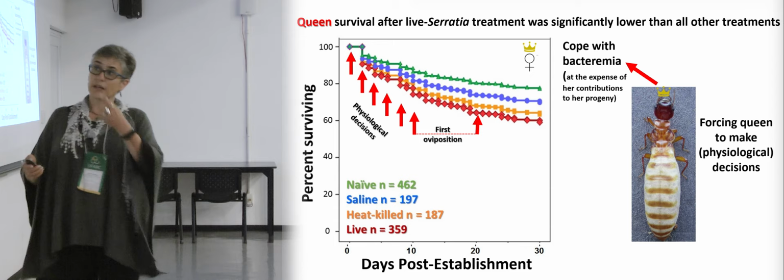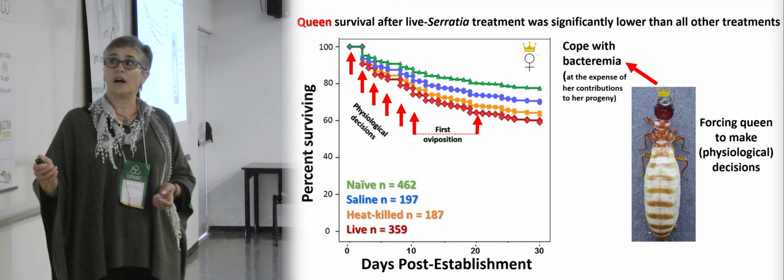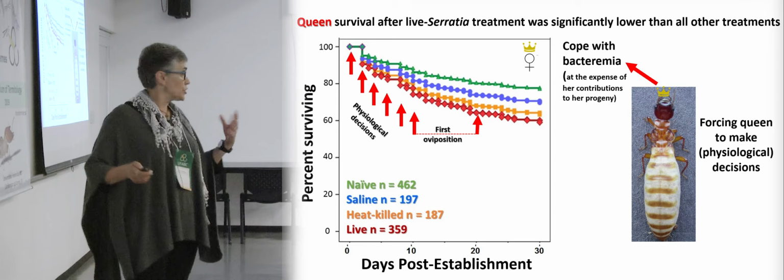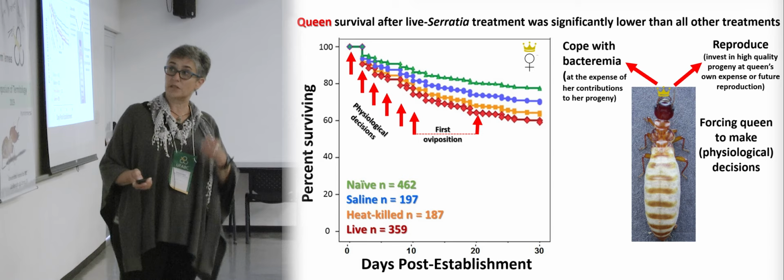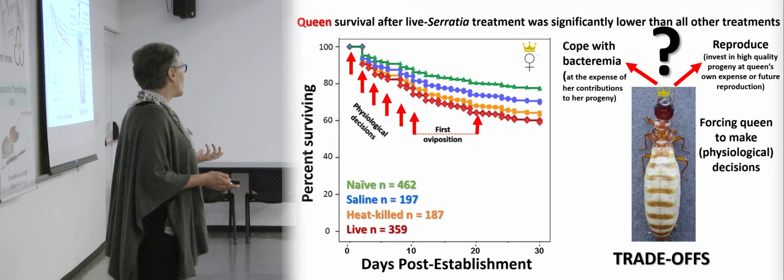So she can cope with bacteremia herself, and then that will have a cascading effect where the contributions of her progeny may be less, or she can reproduce and invest as much as she can on those babies while perhaps not investing in her own immunity, and therefore she could die faster. So those are the decisions that these queens probably can make, and this is what we call trade-offs, and studying trade-offs is really cool stuff to do in ecological immunology.